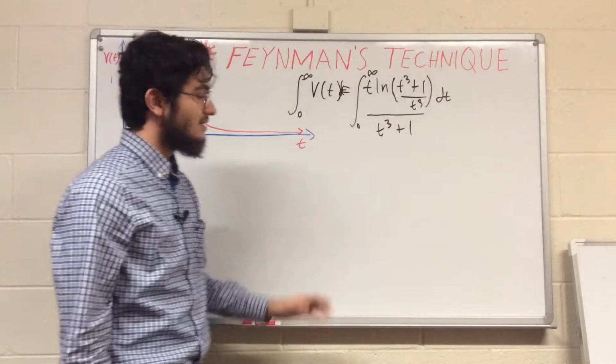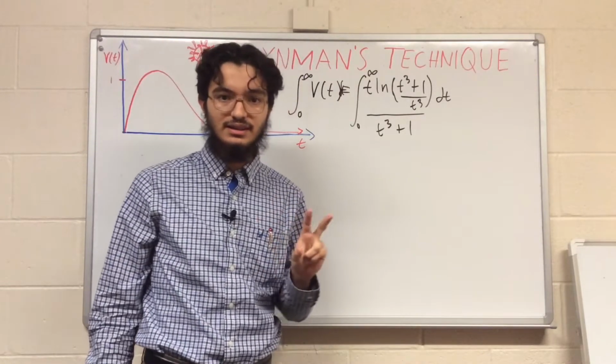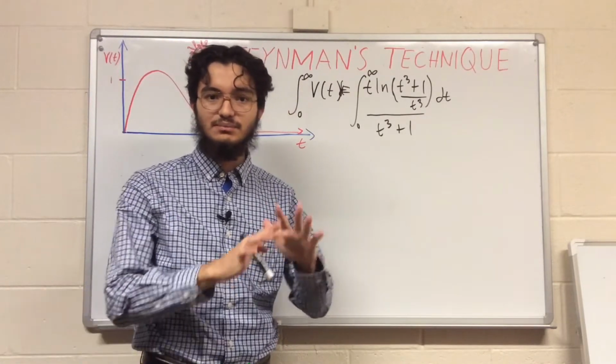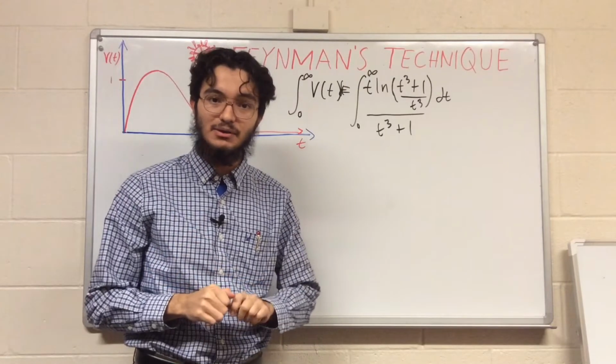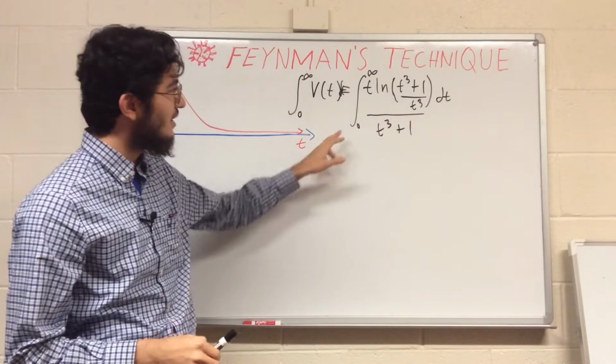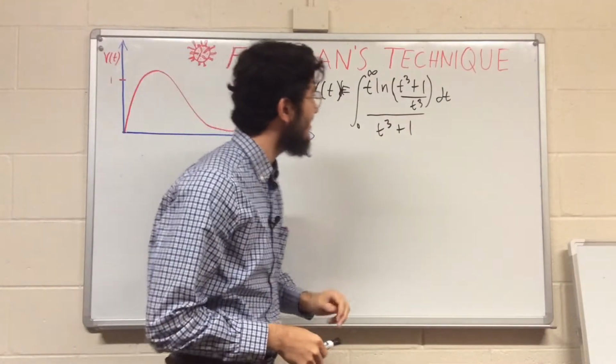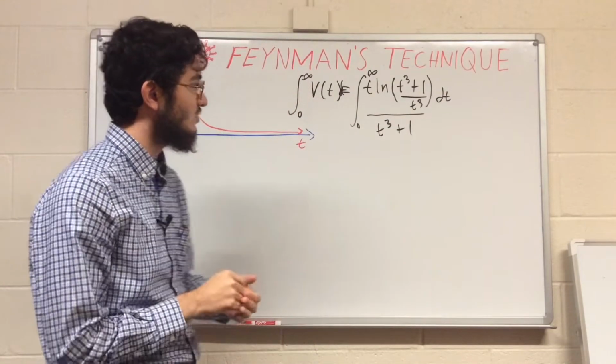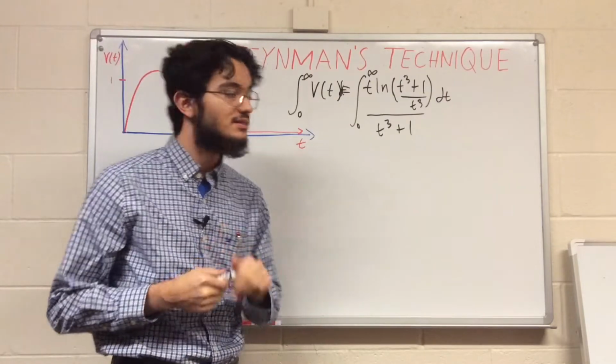In order to evaluate this integral, I'm going to do a two-part presentation. So this is part 1, because it can be very long and tedious, but it's very interesting, very non-trivial. So the integral from 0 to infinity of t ln of (t cubed plus 1) over t cubed, divided by t cubed plus 1, dt.